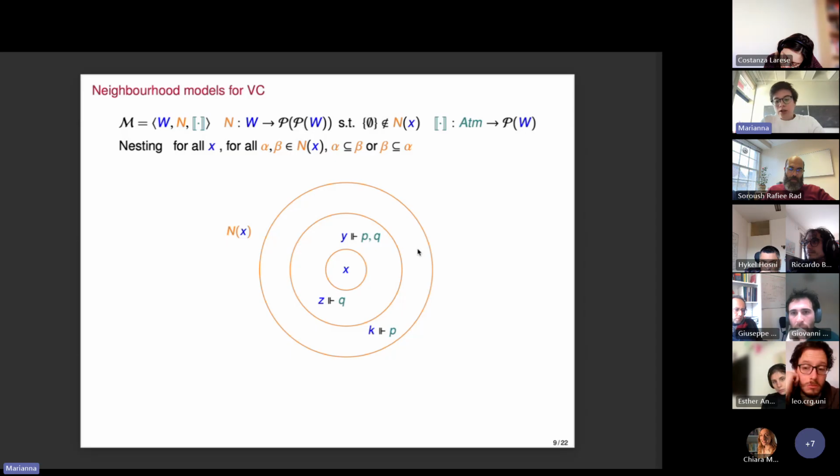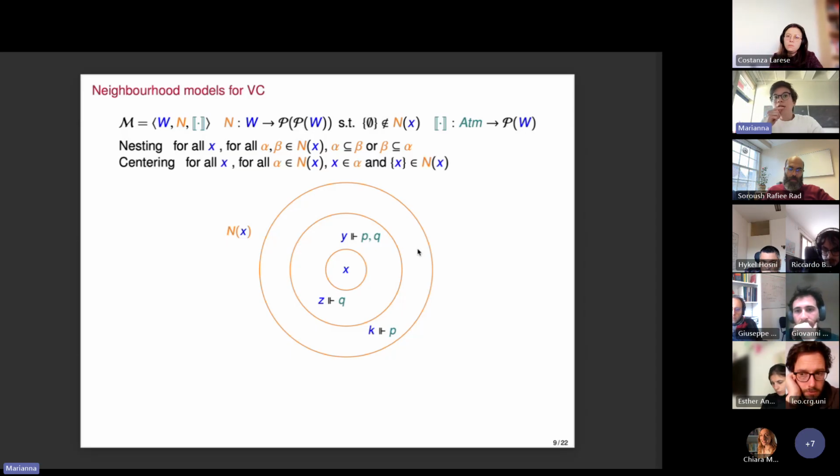The second condition for VC is the condition of centering. And what does it mean? This means that for all x and for all alpha in N of x, we have that x belongs to alpha, and the singleton of x belongs to N of x. This means that the smallest neighborhood, or the smallest sphere here, is going to be a singleton world that contains only x itself. So for every N of x, the innermost neighborhood is the singleton of x.